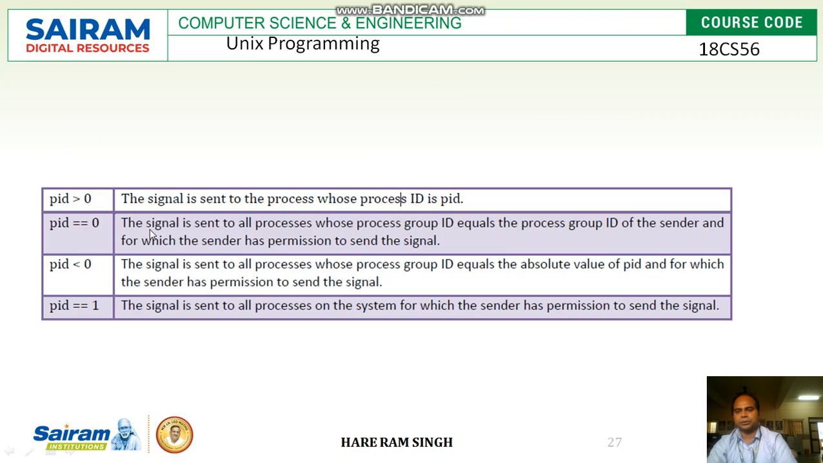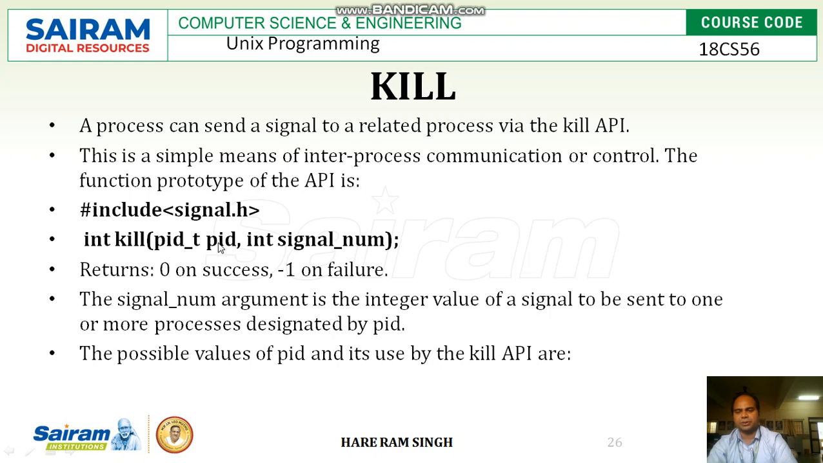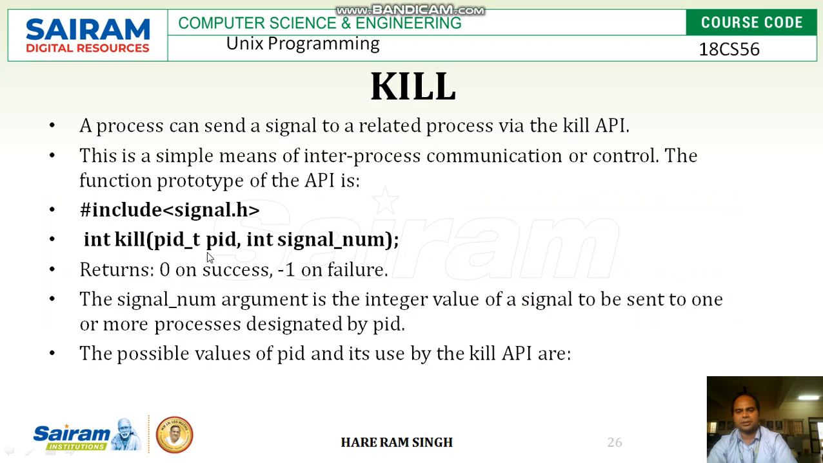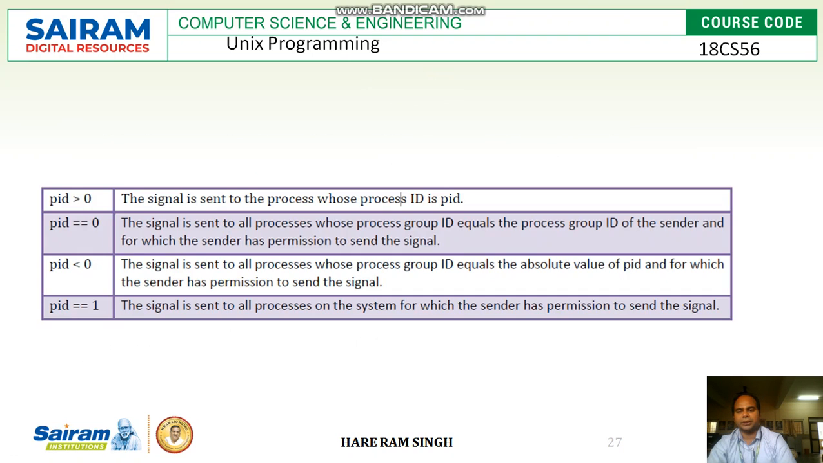Next, if pid equals 0, the signal is sent to all processes whose process group ID equals the process group ID of the sender. So if 0 is mentioned, the signal will be sent to all the processes whose group ID is equal to the group ID of the sender process. Next, if pid is less than 0, the signal is sent to all processes whose process group ID equals the absolute value of pid. If it is a negative value, it will be sent to all the processes whose group ID is equal to the absolute value of pid.